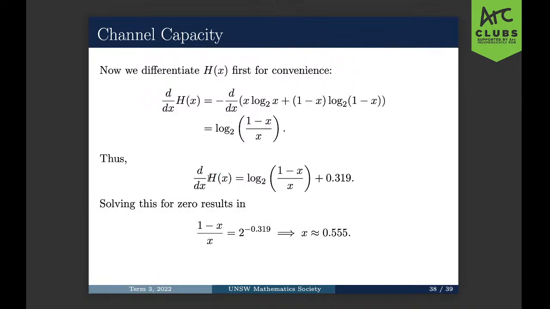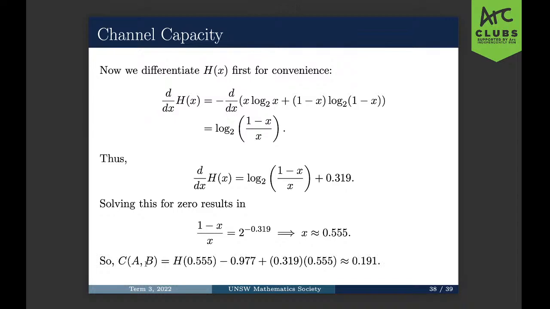And we just want to maximize this, so we solve this for 0. If you set this right hand side to 0, you get log2 of (1 minus x) over x equals minus 0.319. So taking 2 to the power of each side, you get (1 minus x) over x equals 2 to the power of minus 0.319. And you just take the x to the other side and do a bunch of algebra, and you eventually get x around 0.555.